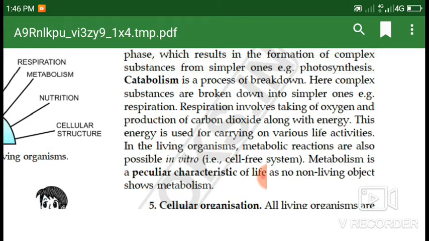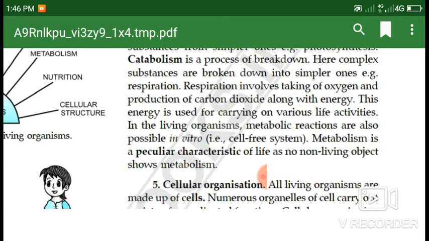This energy is used for carrying on various life activities in the living organisms. Metabolic reactions are also possible in vitro. Metabolism is a peculiar characteristic of life, as no non-living object shows metabolism. So it is a very important characteristic of living organisms, because no other object shows metabolism other than living organisms.